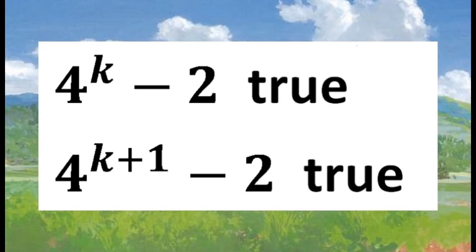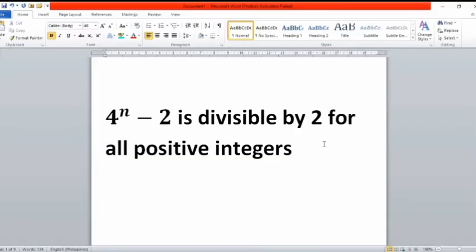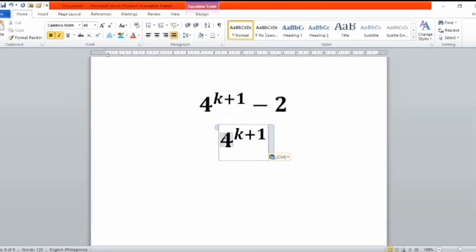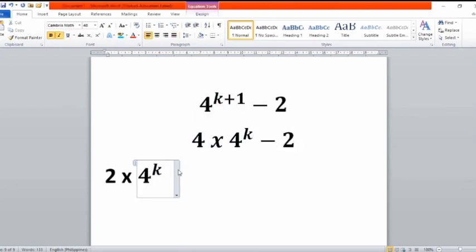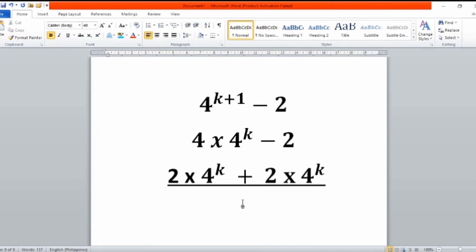Basically, 4 to the power of k minus 2 is true based on the process or the solution above. Thus, 4 to the power of k plus 1 minus 2 is also true. Therefore, our statement, 4 to the power of n minus 2 is divisible by 2 for all positive integers, is proven true by mathematical induction. Furthermore, here is an illustration that will help us and guide us to fully understand the scenario given.